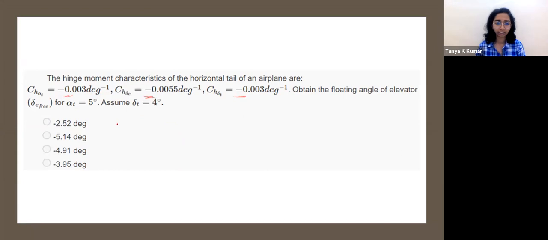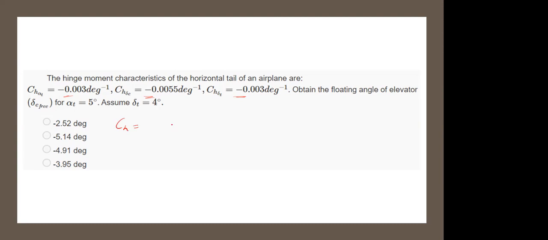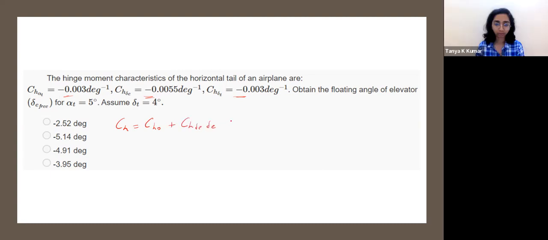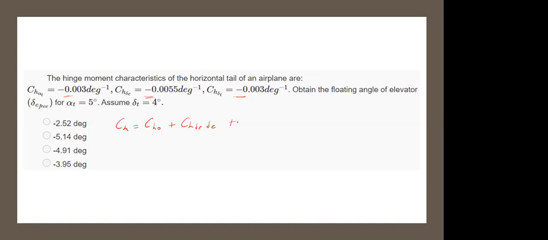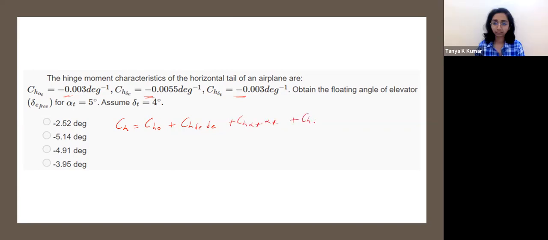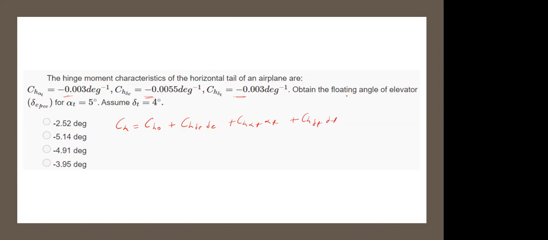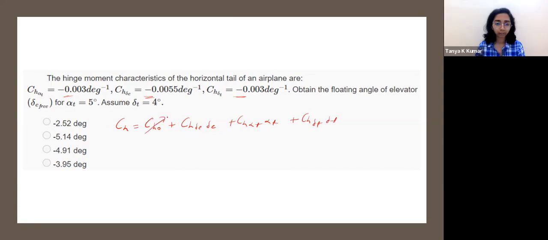What was the equation for hinge moment? CH is, assuming no CH naught, plus CH delta E into delta E, plus CH alpha T into alpha T, and CH delta T into delta T. Now for the stick free case, CH is 0.